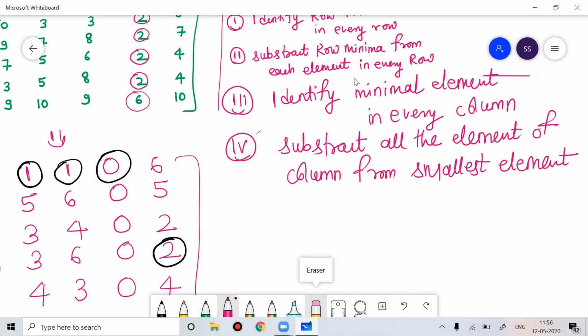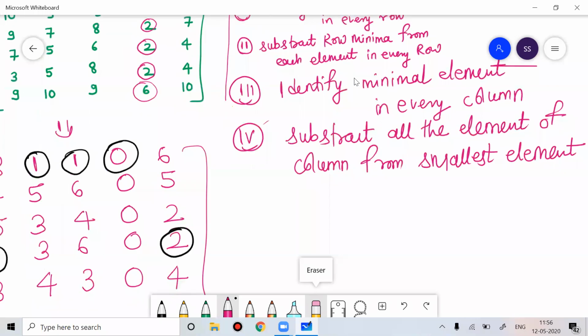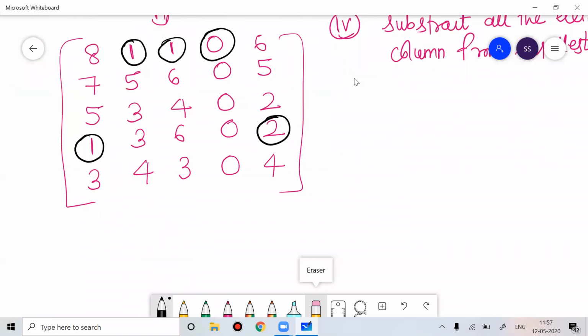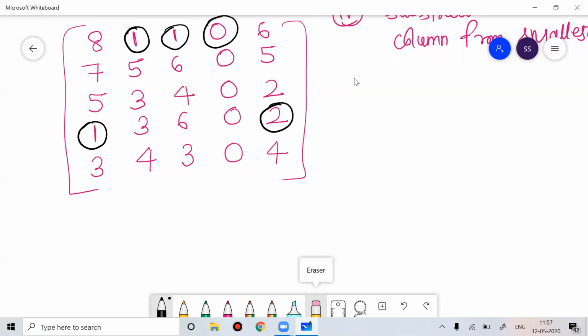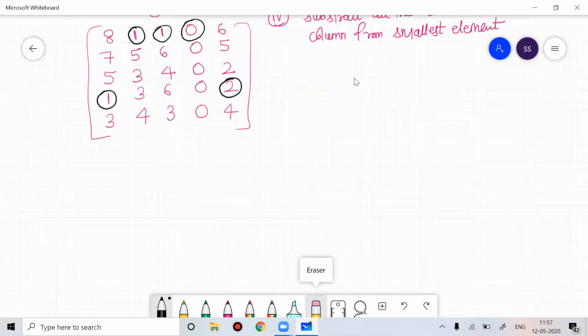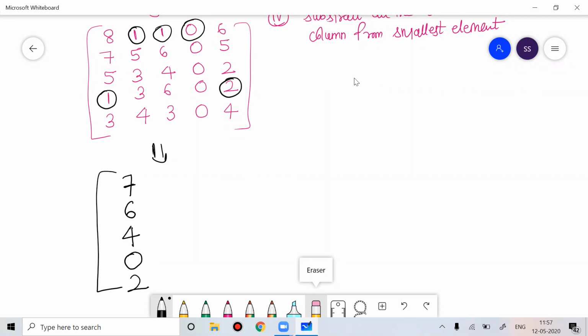The same way you did row wise, now you have to do column wise. So if you do column wise, this would be 8 minus 1 is 7, 7 minus 1 is 6, 5 minus 1 is 4, 1 minus 1 is 0, 3 minus 1 is 2. Then 1 minus 1 is 0, 5 minus 1 is 4, then 3 minus 1 is 2, 3 minus 1 is 2, 4 minus 1 is 3.